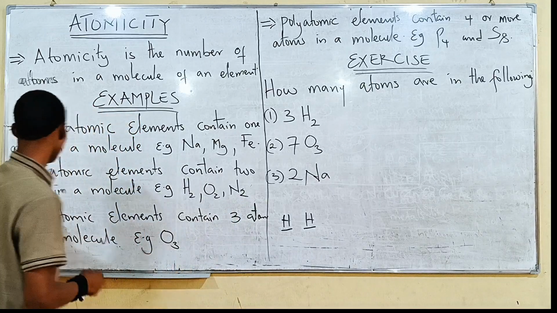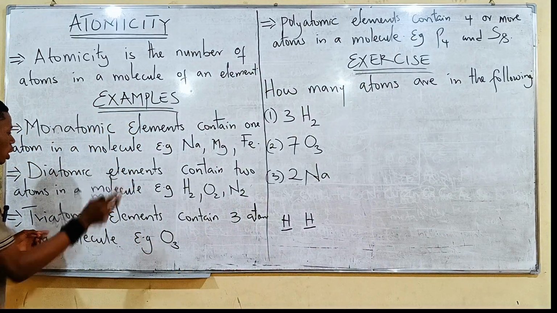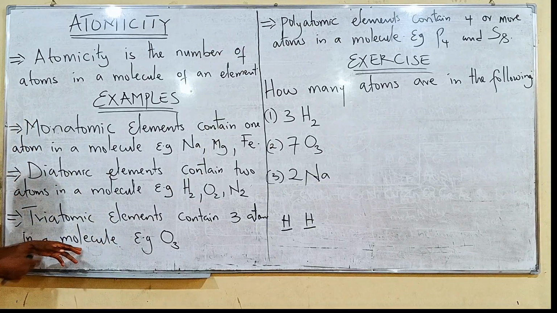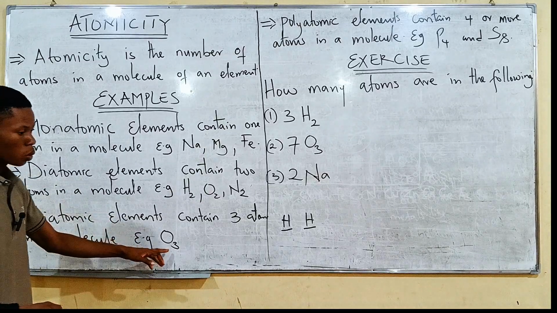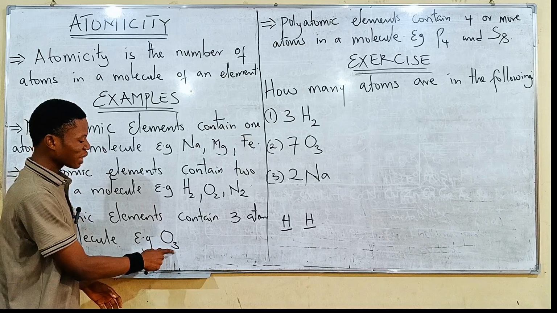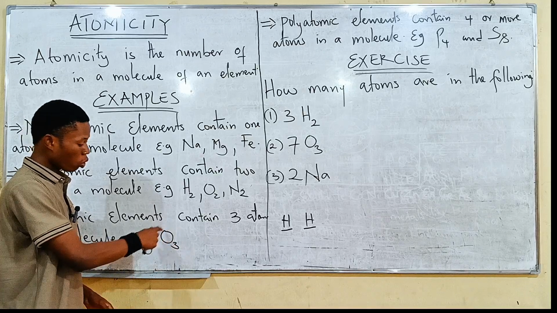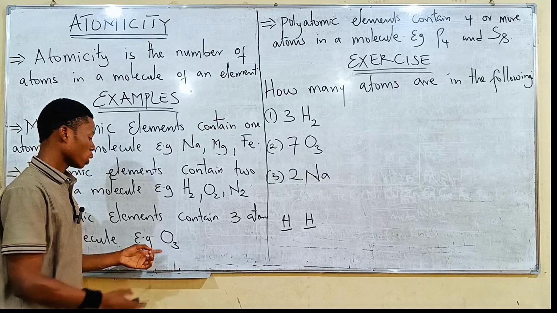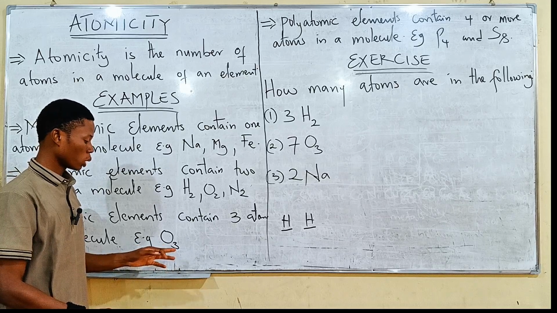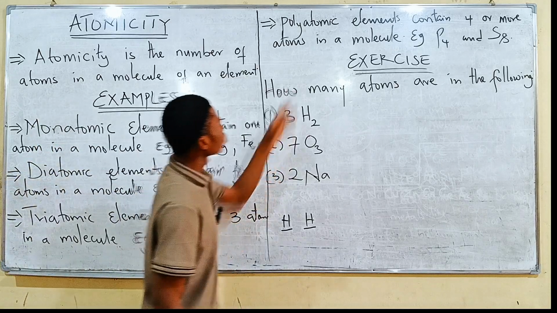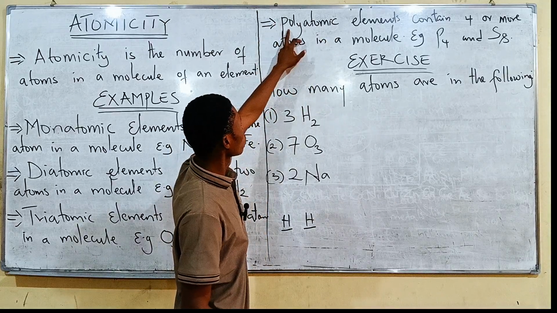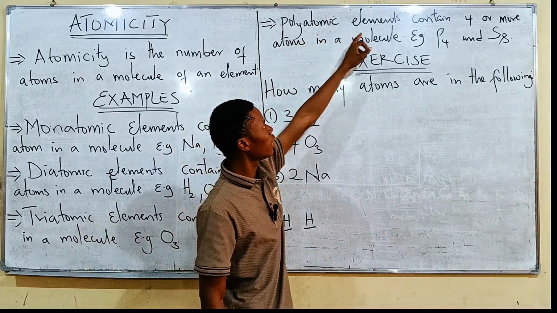Hope you're following. Another example is triatomic elements. Triatomic elements contain 3 atoms in a molecule. Example, ozone. Ozone is O3. So it contains 3 atoms of oxygen in this ozone molecule. So the atomicity is equal to what? 3.